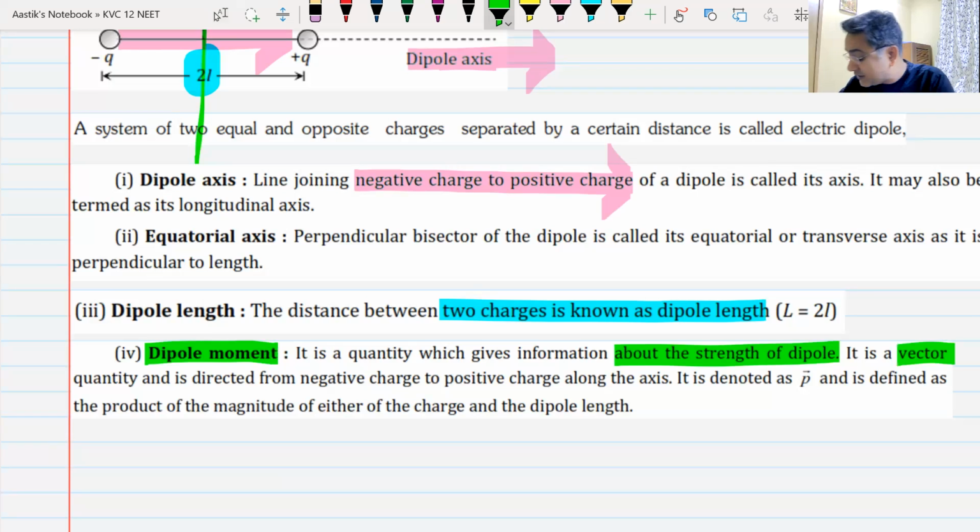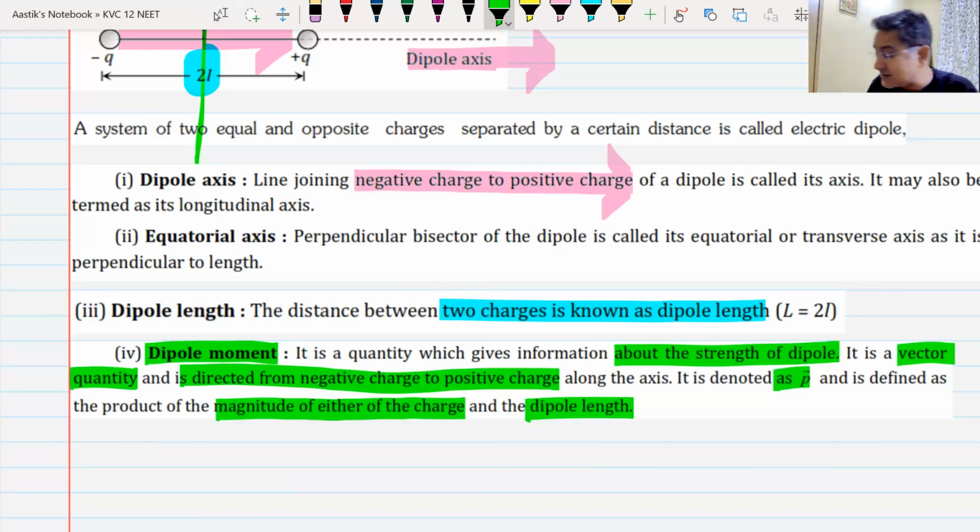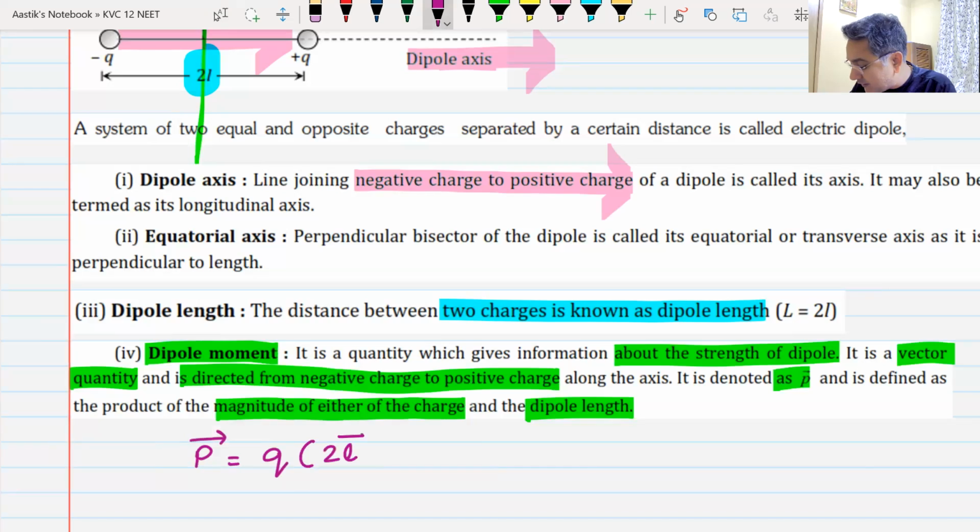The important thing, it is a vector quantity, and it is directed from negative charge to the positive charge. So it is along the dipole axis. The direction of dipole moment is along the dipole axis. It is denoted by P vector and is defined as the magnitude of either of the charges, we take normally the positive charge, and the dipole length, or I can write it as dipole axis. So I will write the dipole moment P as Q multiplied by 2L vector, where this L is treated as a vector. This 2L is actually your dipole axis. So we will write it in this way.